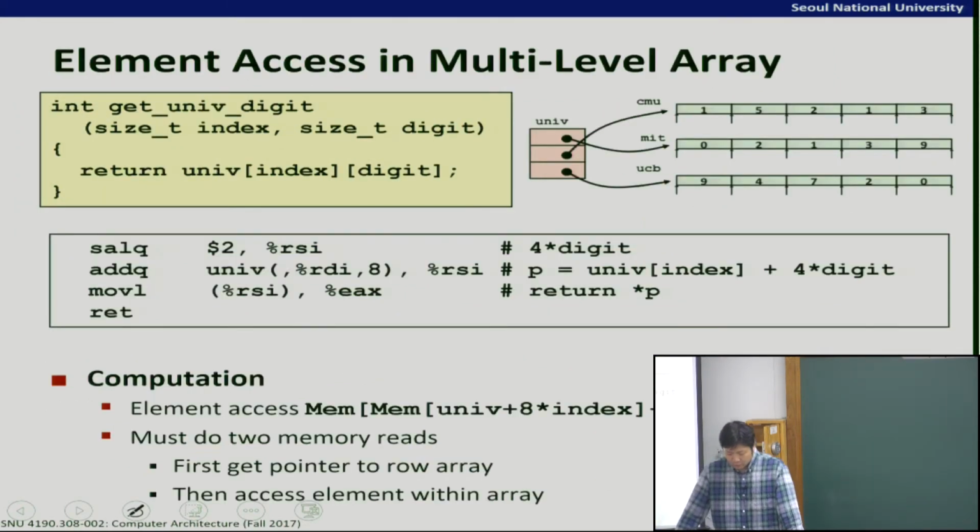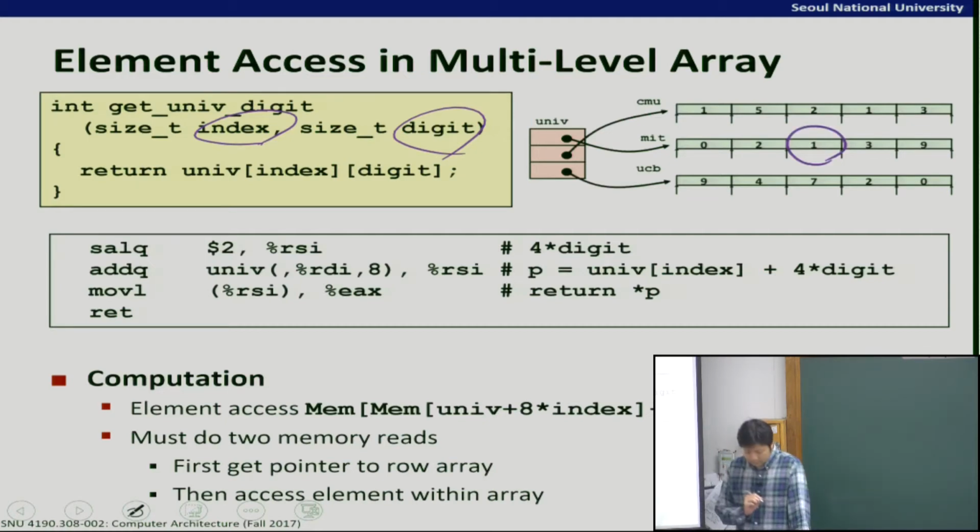That's basically how this multi-level array is constructed. So let's do the same thing as we did for 2-dimensional array access. This is element access in a multi-level array. So, this get univ digit. Now we want to access the specific digit and receive the integer as a return value. It takes the index and digit, and we want to access the specific digit like this. Okay? Then we want to first compute the location, the address of this thing, right?